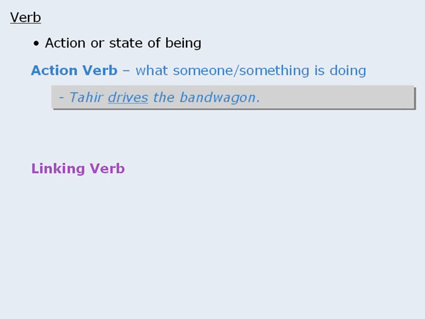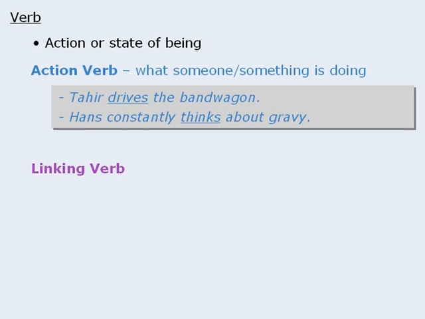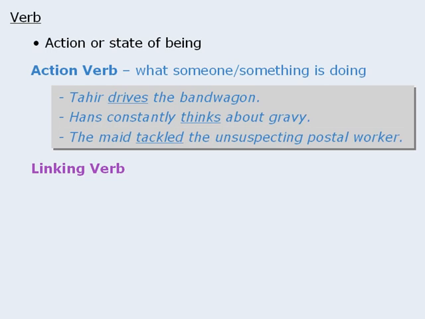So, for example, in the sentence, "Tahir drives the bandwagon," the action verb drives explains what Tahir is doing. In the sentence, "Hans constantly thinks about gravy," the action verb thinks explains what Hans is doing. And in the sentence, "The maid tackled the unsuspecting postal worker," the verb tackled explains what the maid did in the past.